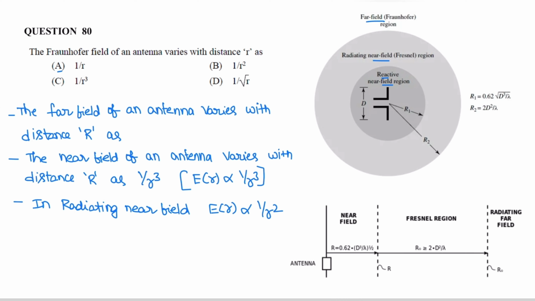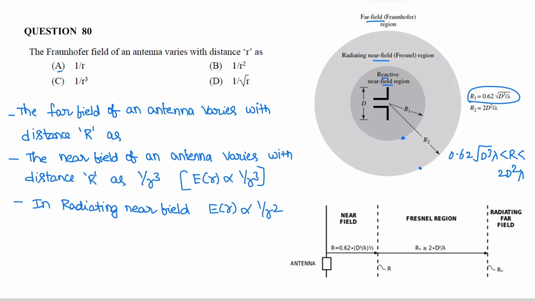Now this region R1 is at 0.62 square root of d cube by lambda, and R2 is 2 d square by lambda. The radiating near field lies between these two points: 0.62 square root of d cube by lambda up to less than 2 d square by lambda.